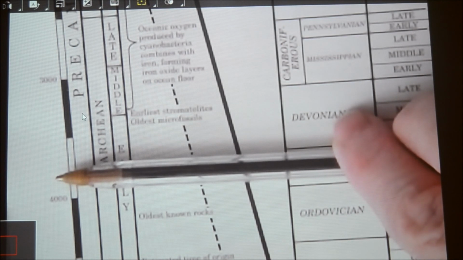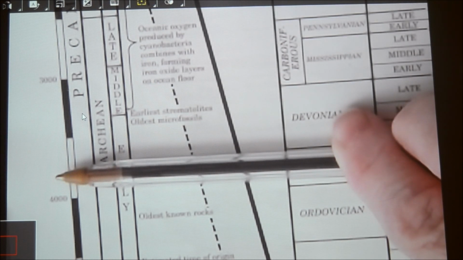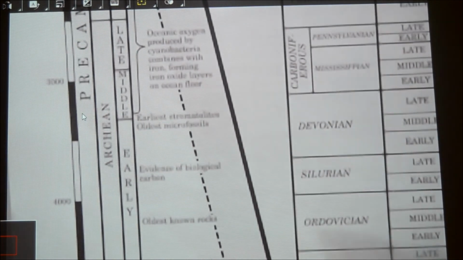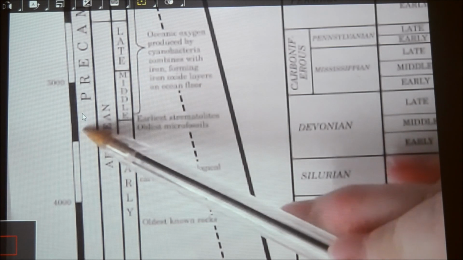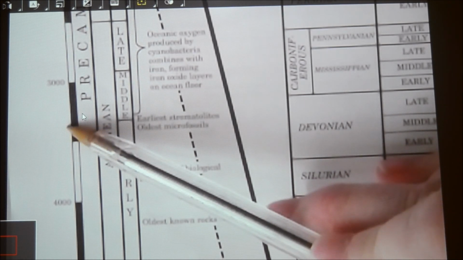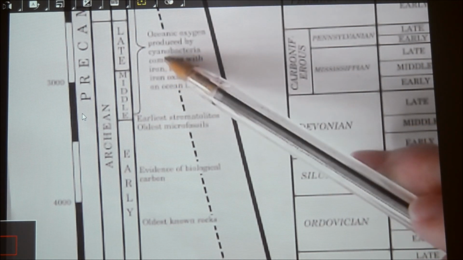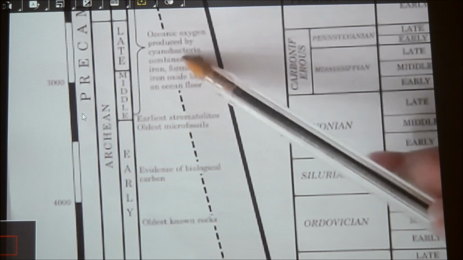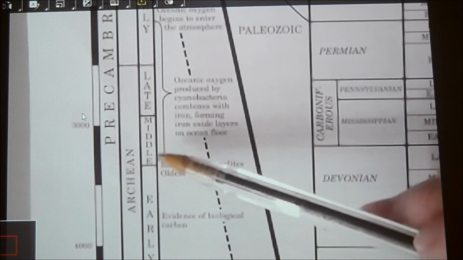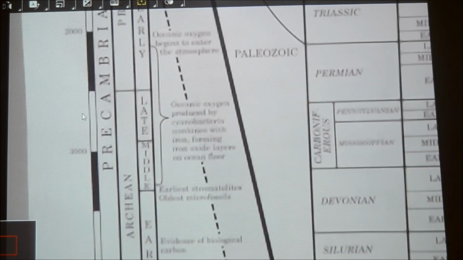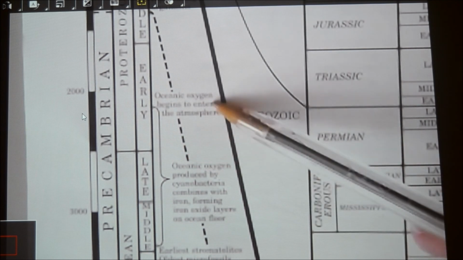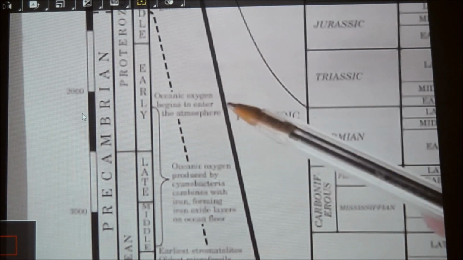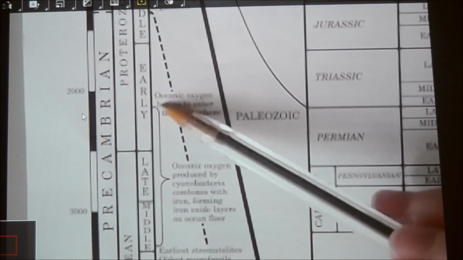Evidence of biological carbon, you're looking at about 3.8 billion years ago. Earliest stromatolites. Now, they're my oldest microfossil. If I'm reading over there, I'm about 3.4 billion years. Oceanic oxygen. This is produced by cyanobacteria. This is huge for us right here. This is going to be during this time period. Oceanic oxygen begins to enter the atmosphere. That's going to have a huge change on what kind of organisms can actually live on land. So all this, you're going to read over.